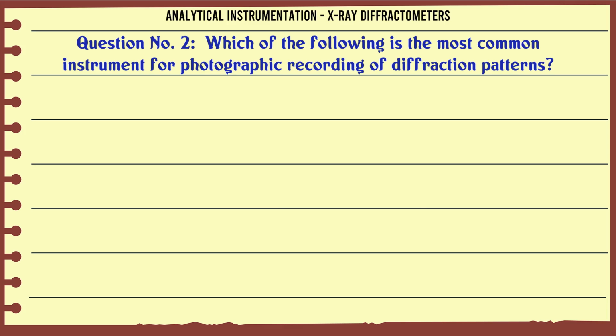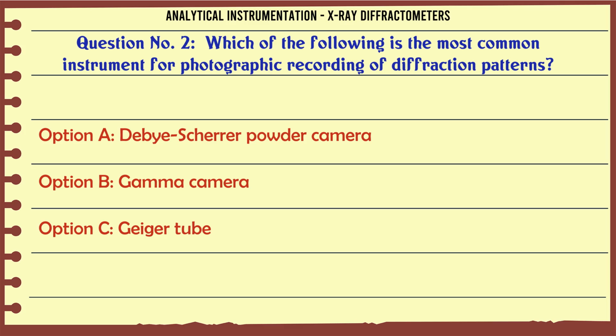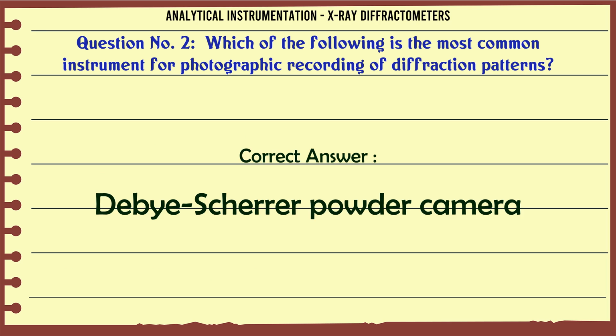Which of the following is the most common instrument for photographic recording of diffraction patterns? A. Debye-Scherrer powder camera. B. Gamma camera. C. Geiger tube. D. Scintillation counter. The correct answer is Debye-Scherrer powder camera.